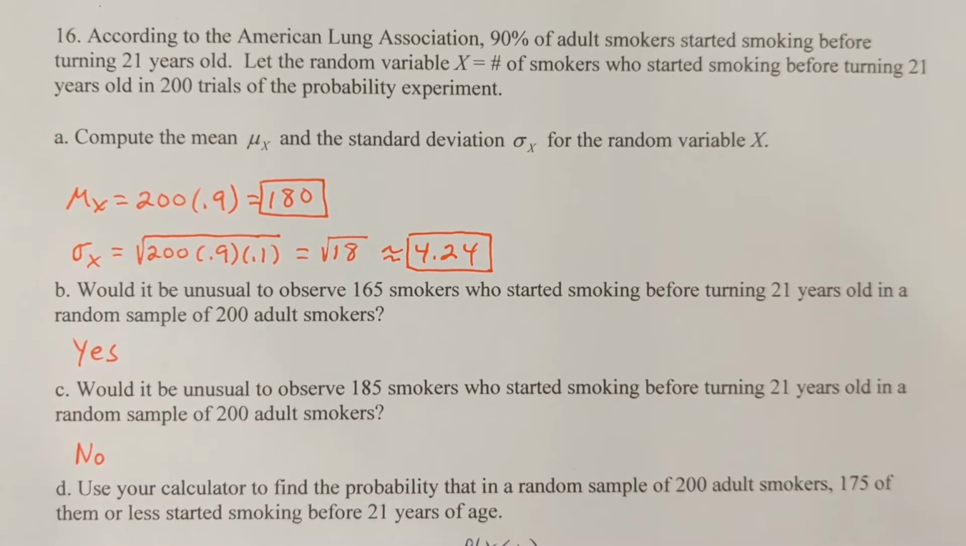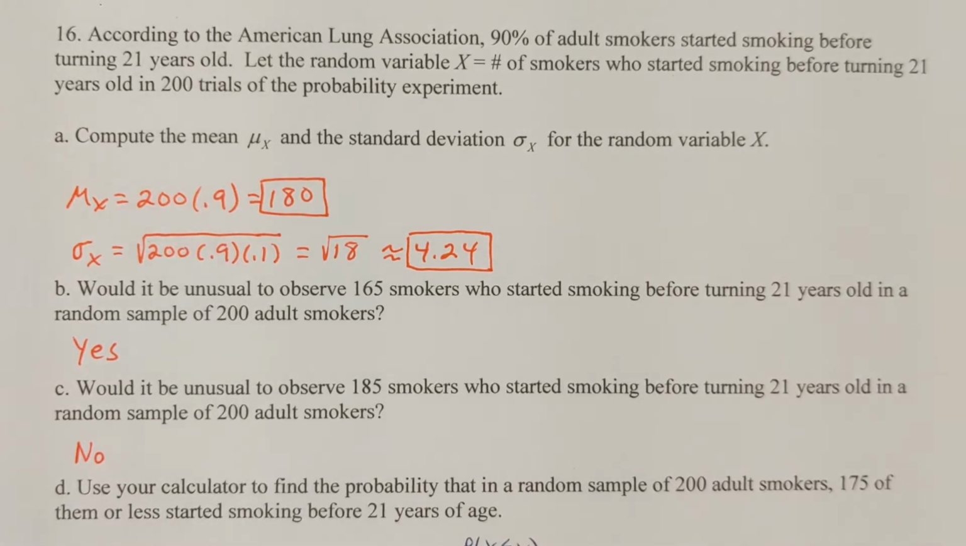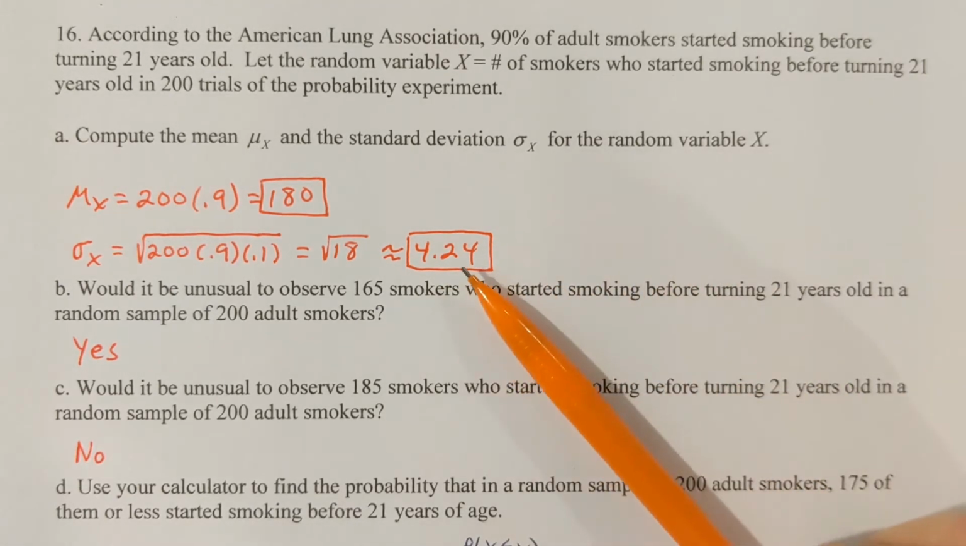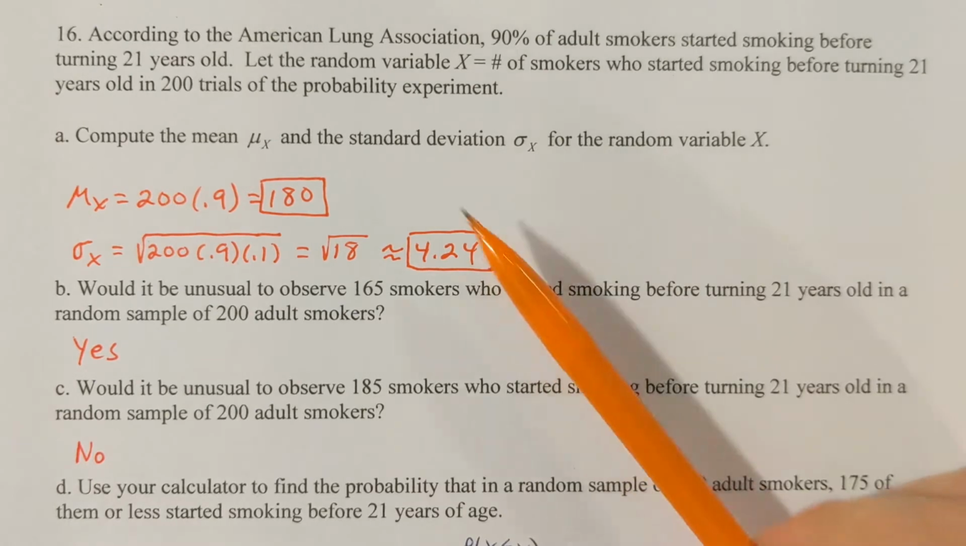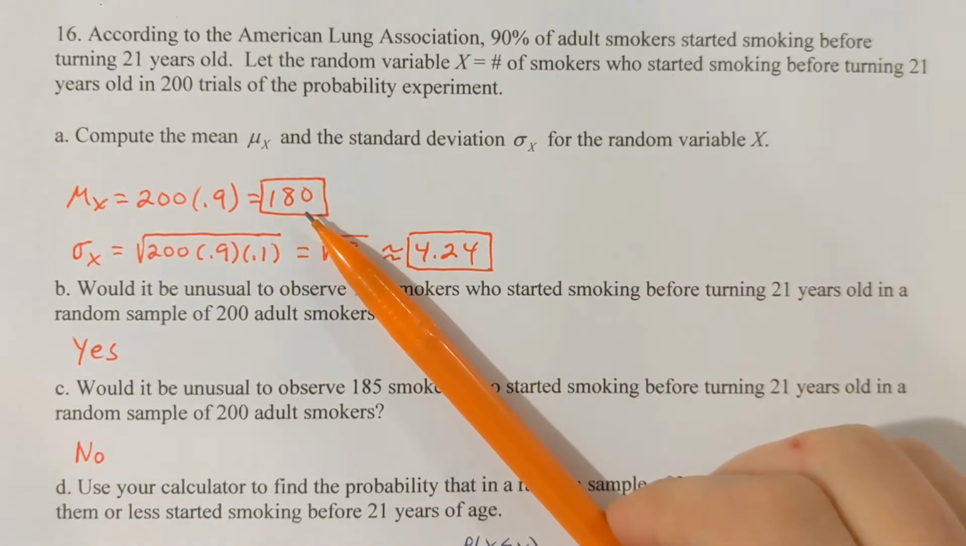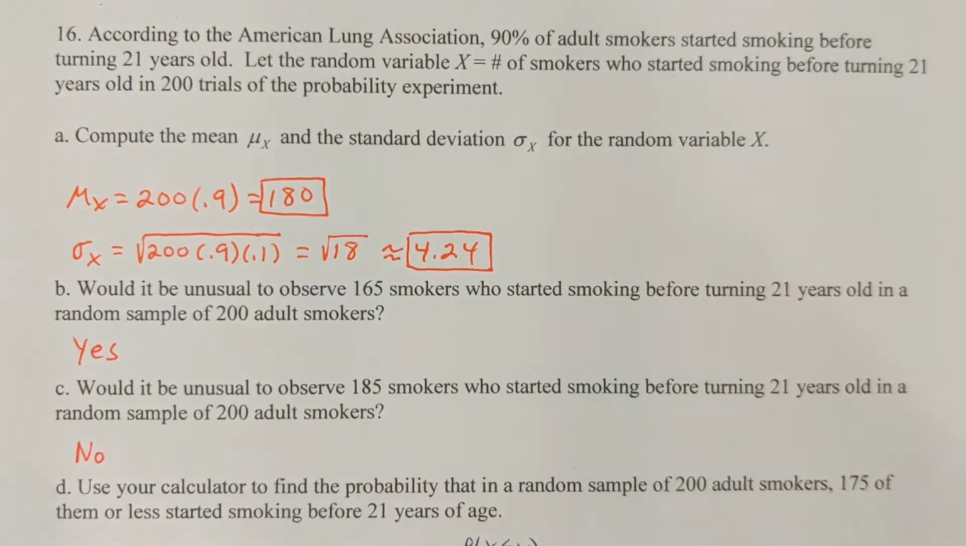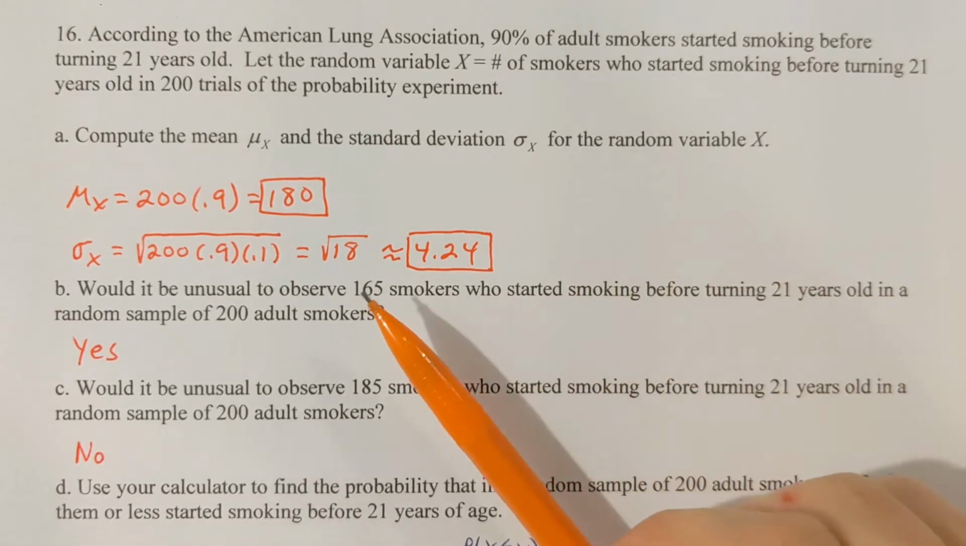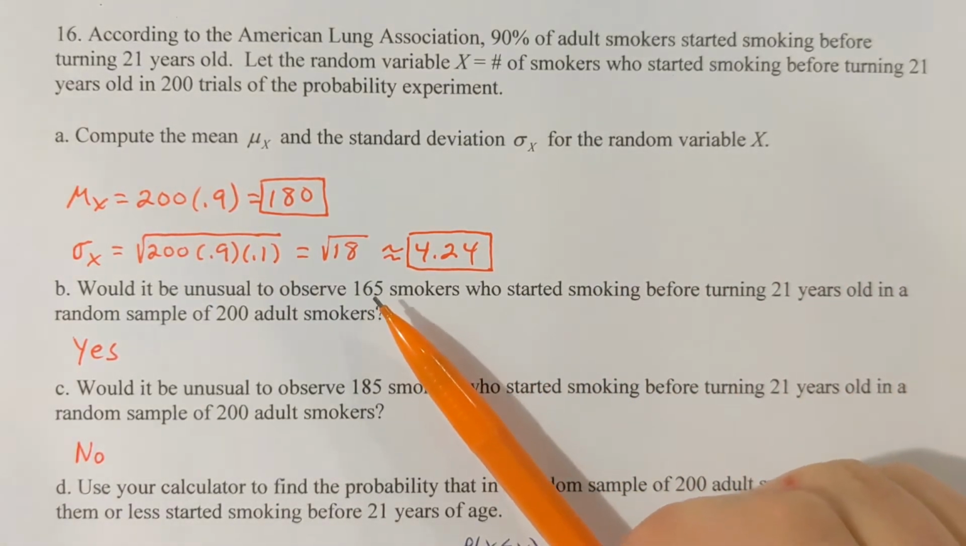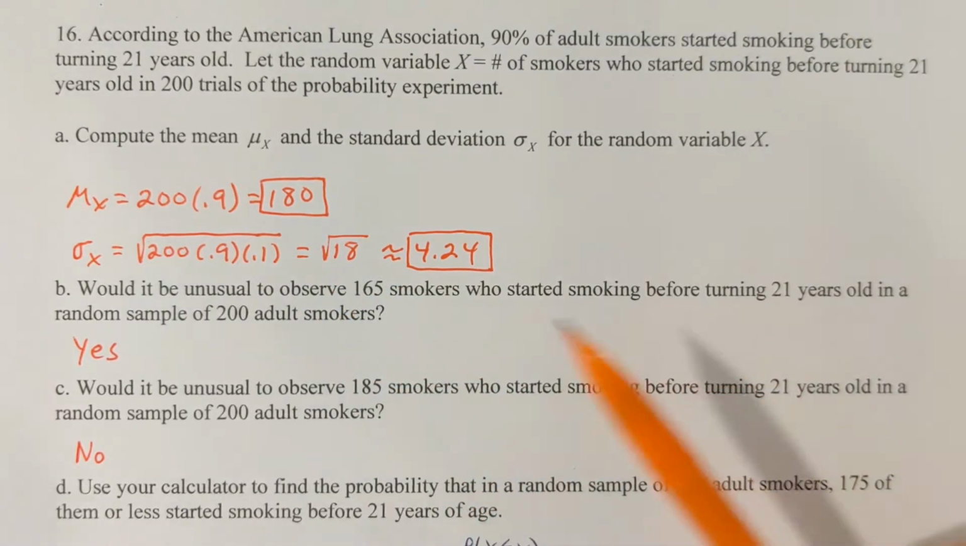Now in part B, it says, would it be unusual to observe 165 smokers who started smoking before turning 21 in a random sample of 200 adult smokers? Yes, that would be very unusual because, as I just mentioned, there's not a huge spread in the numbers. The numbers really only stray from the mean by about 4.24 units.